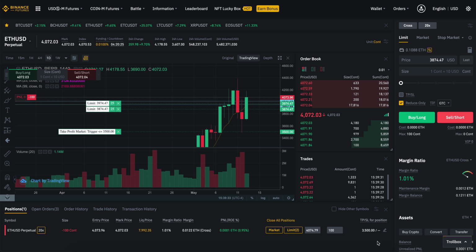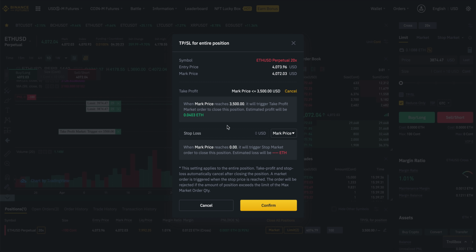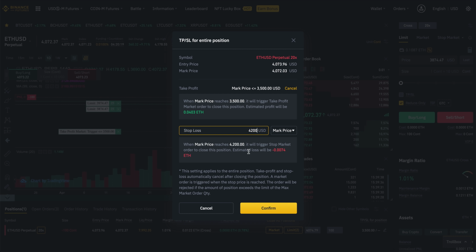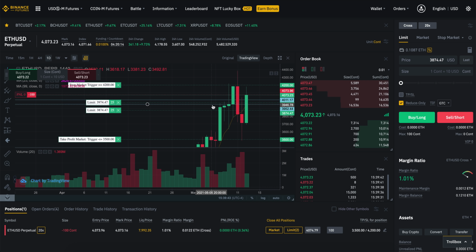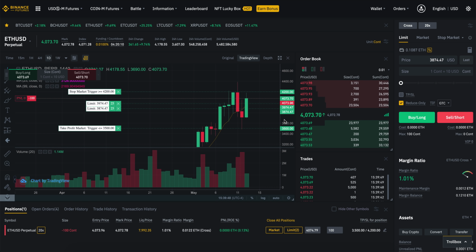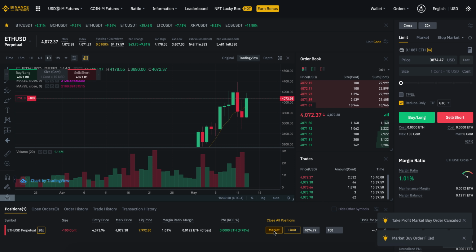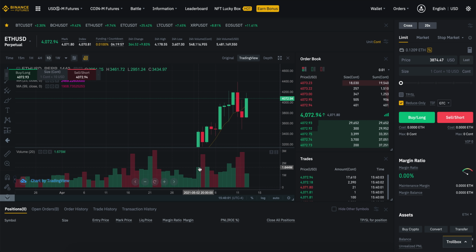And we could set a stop loss too. Let's say if it comes up to $4,200. Confirm. And so now this whole trade is set up for us, right? Where we have our take profits to take partial profit out. This will take all the profit out when we hit this final take profit down here. And this is our stop loss. And I'm going to go ahead and market close all these. Okay. And that's basically how you trade futures in Binance.